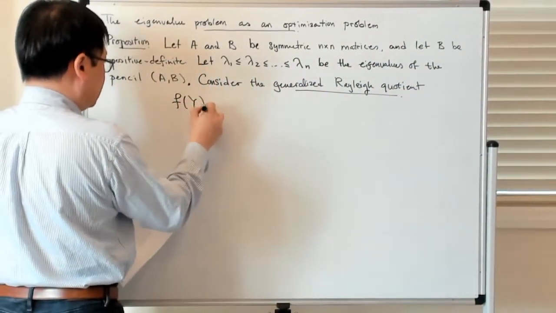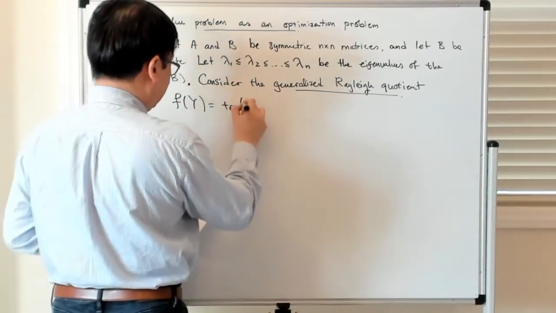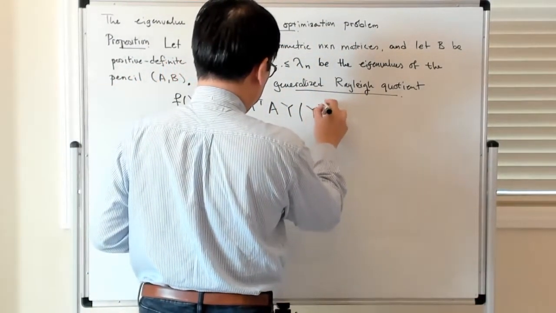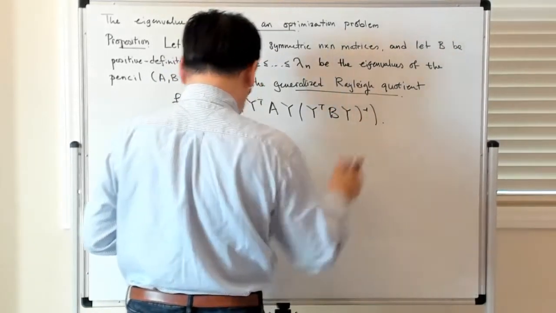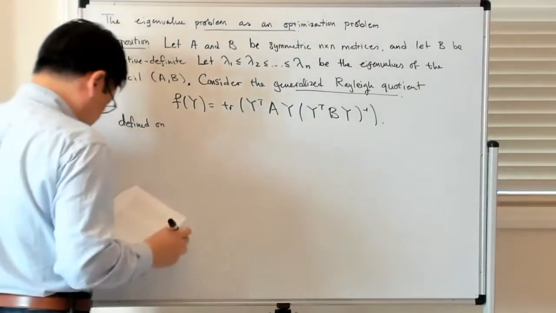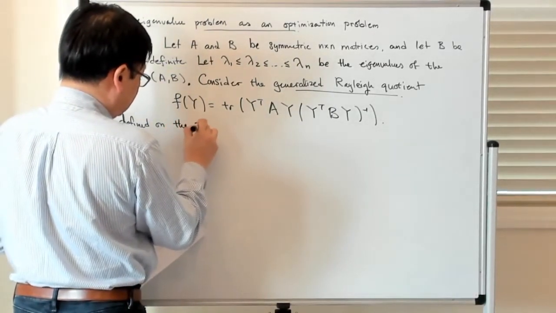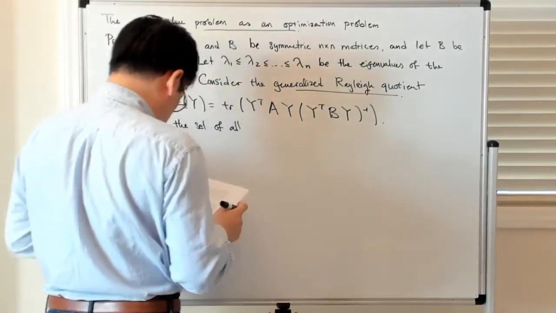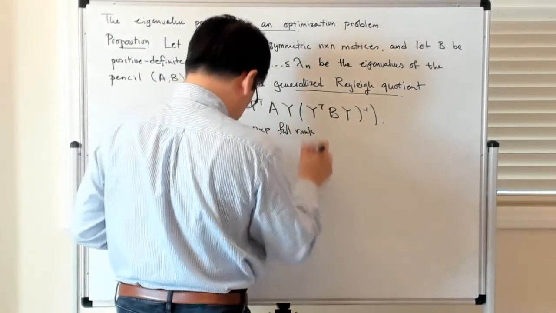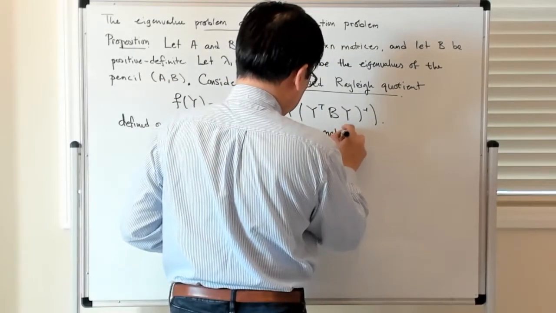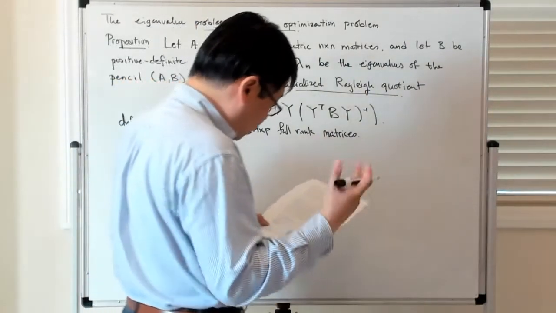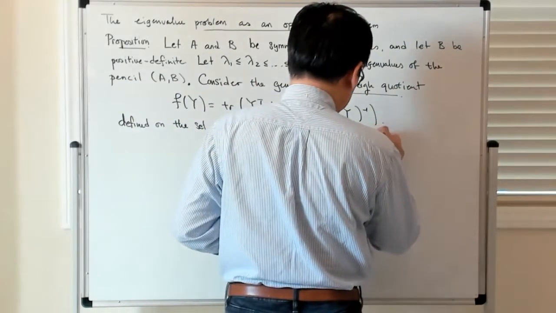F as a function of Y is equal to the trace of Y transpose AY multiplied into Y transpose BY inverse. And this is defined on the set of all n by p full rank matrices, right, which basically are just p-dimensional subspaces, or which generate p-dimensional subspaces more precisely, right. Then the following is true.